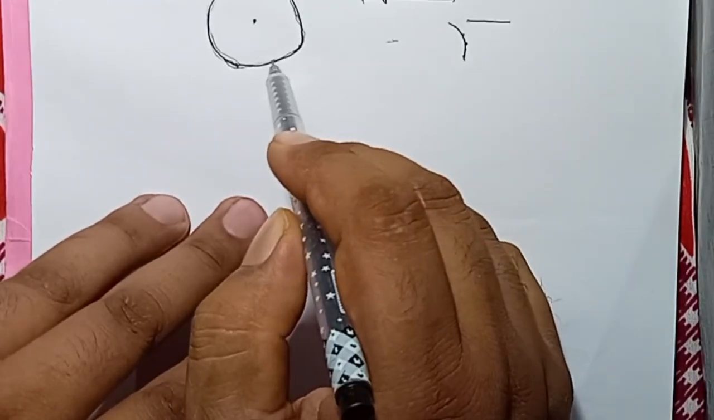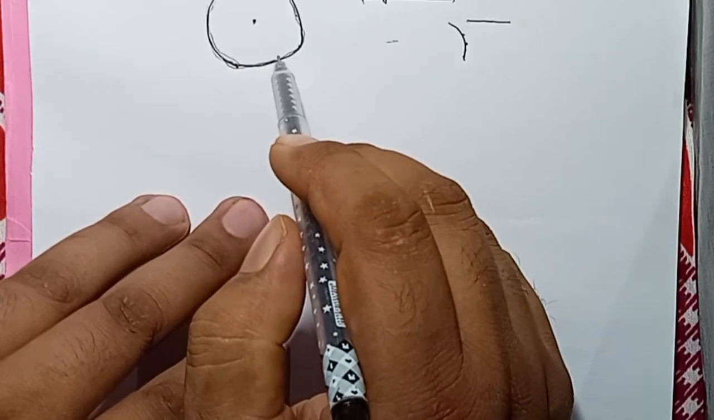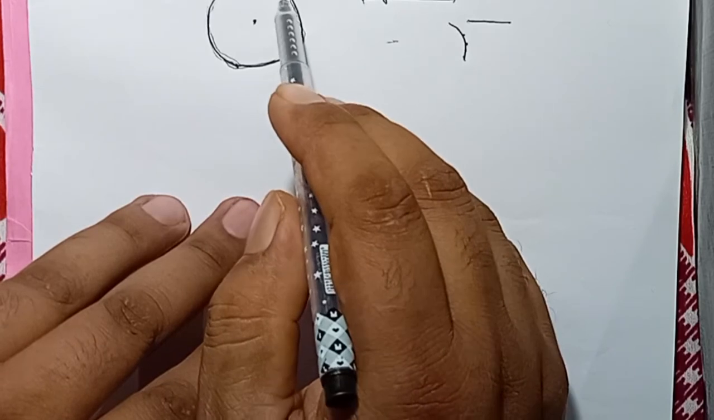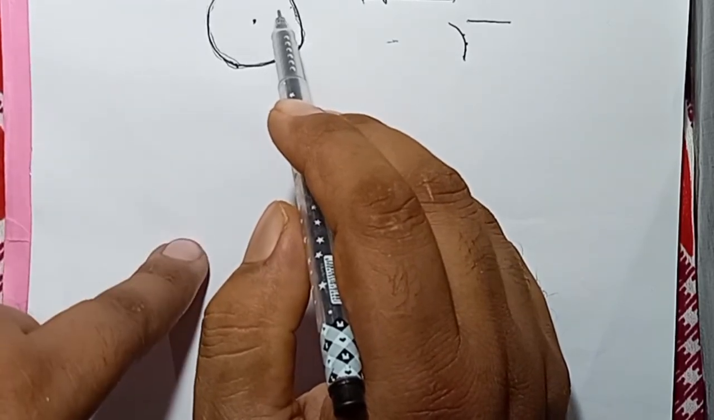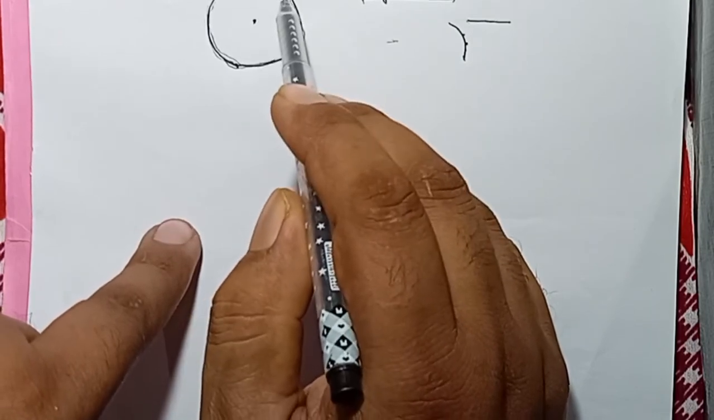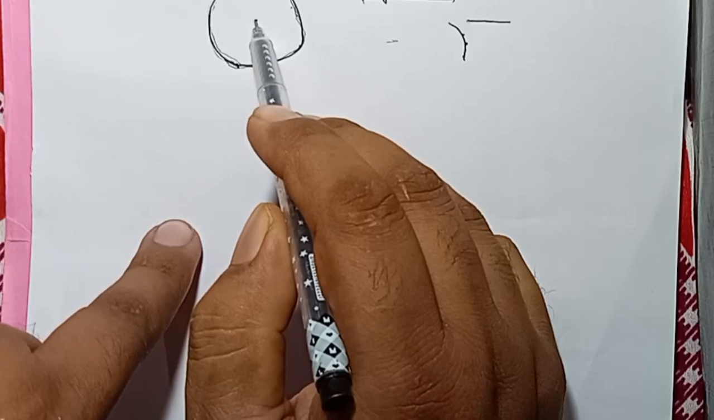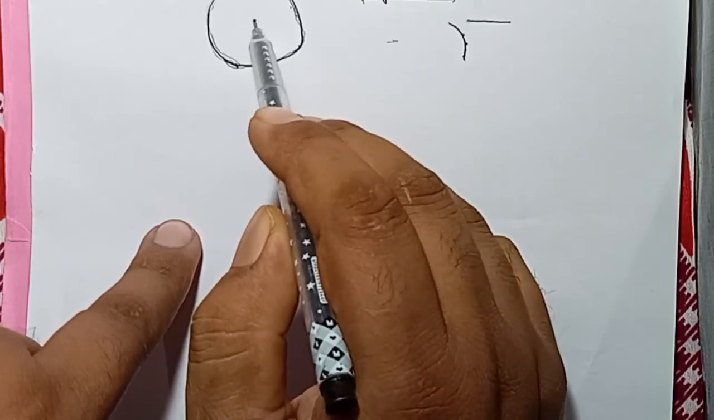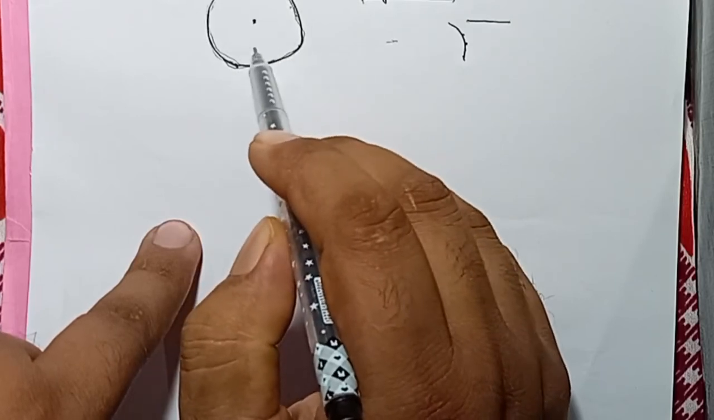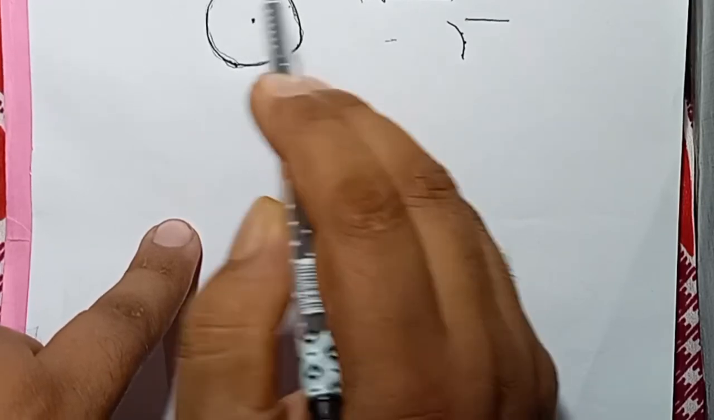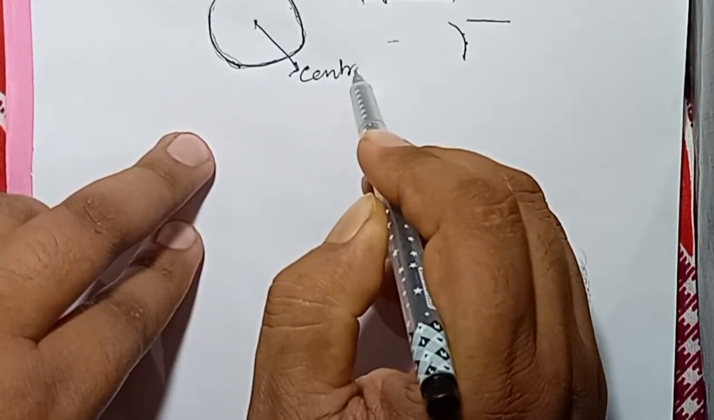Similarly, we have drawn here the circumference or the boundary of the circle. This is a collection of points in the plane that are equidistant. Every point is at the same distance from this fixed point. If you can see, every point on this boundary is equidistant from this fixed point, and this fixed point is called the center of the circle.